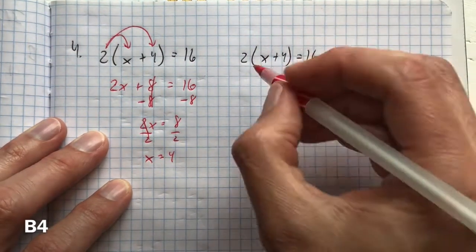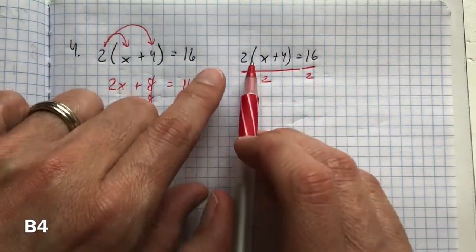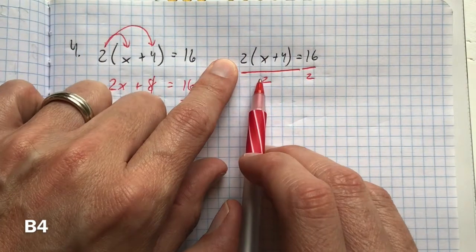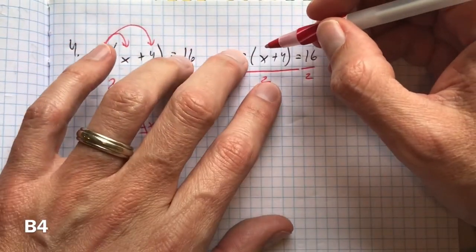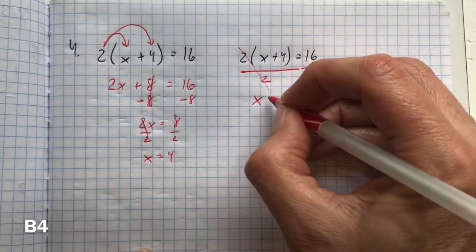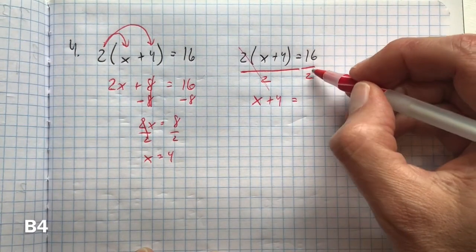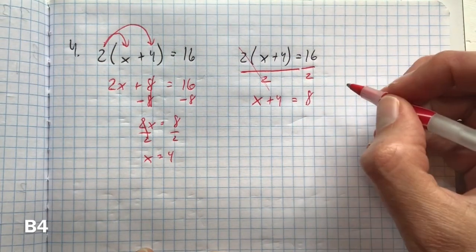So what I can do is divide all of this by 2 and all of this by 2. Now, 2 divided by 2 would basically be 1, right? So it would be 1 there. So these guys are going to cross out and make it be a big 1. So I'm left with this x plus 4. And then I've got 16 divided by 2 is going to be 8.